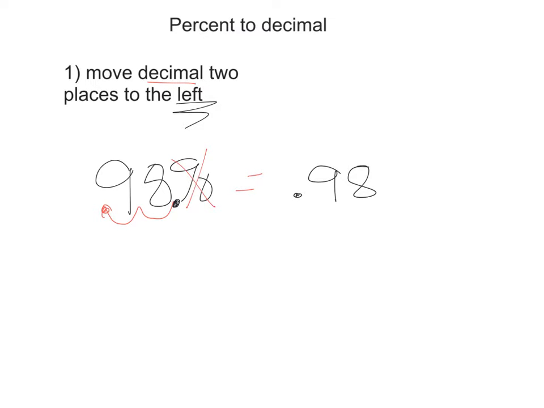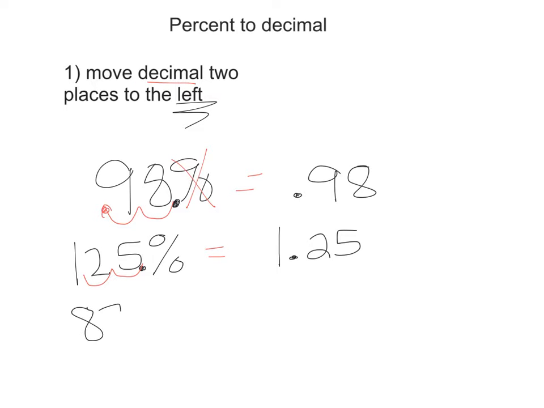Okay, if I have a percent that's over 100, my decimal still starts at the end, and I still move it 2 places to the left. So 125% would be the same thing as 1 and 25 hundredths. Same thing applies if I have a decimal already in my percent. Still move it 2 places to the left. And 87 and 5/10% is the same thing as 875 thousandths.